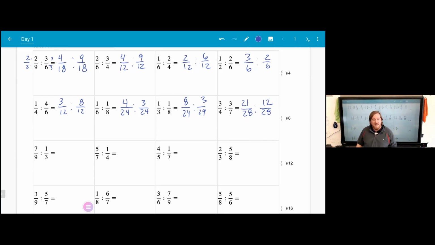That's your job. That's what you're trying to do. You're not trying to simplify things first. Just take a look at the denominators, find the least common denominator, change the fractions, knock it out.